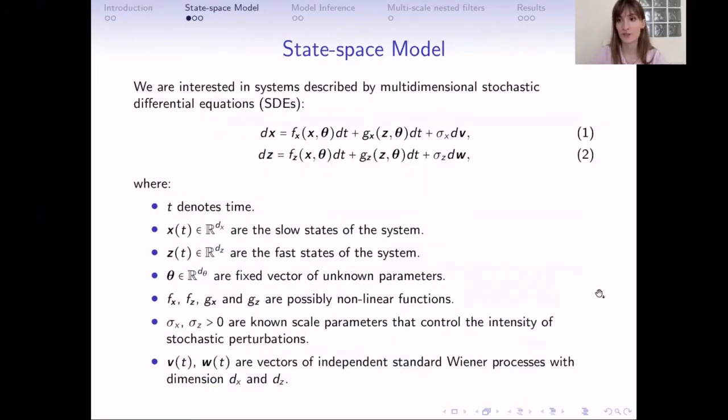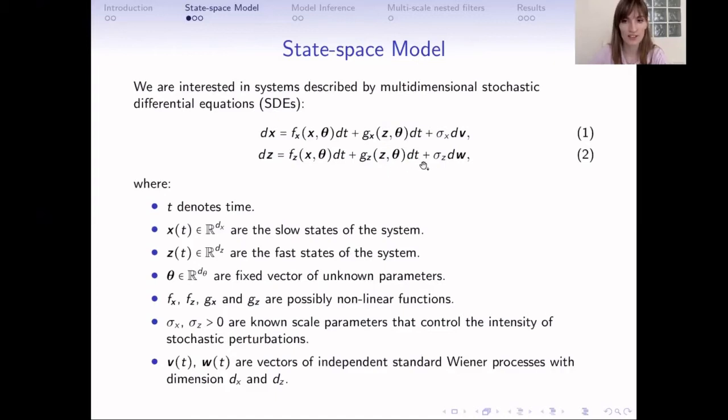But first of all, we need to introduce the state space model. We are interested in systems that are described by multidimensional stochastic differential equations such as these two, where t denotes time, x is the slow state variables, and z represents the fast state variables. That means that they work in different time scales. We have also a couple of functions f and g that can be nonlinear functions.